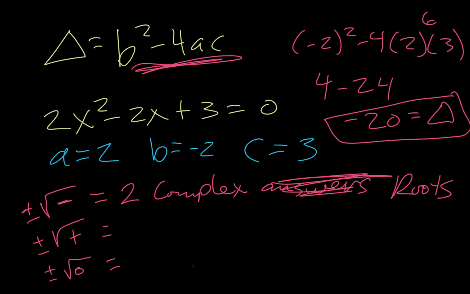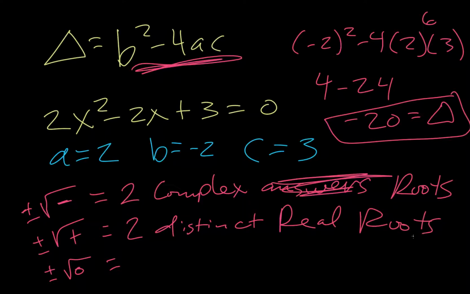Okay, if it's positive, then we're going to get 2 distinct real roots. So that just means 2 that are different numbers. And this one, we'll still get 2, but they'll be the same. So 2 repeated real roots.